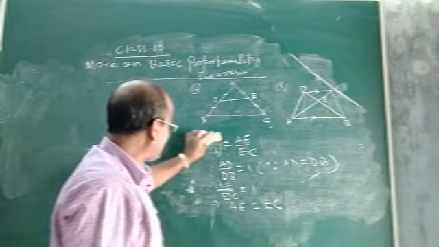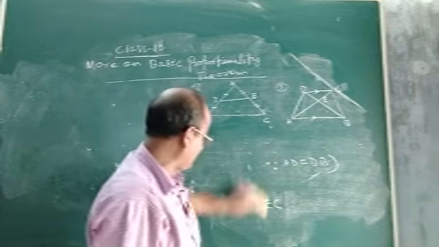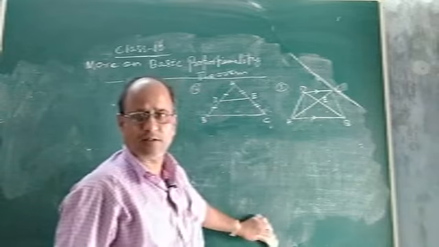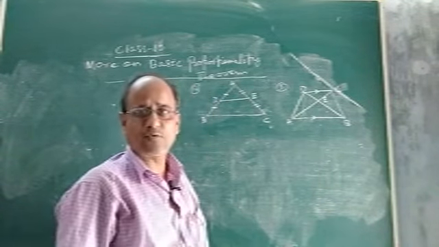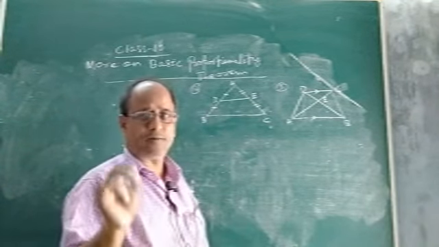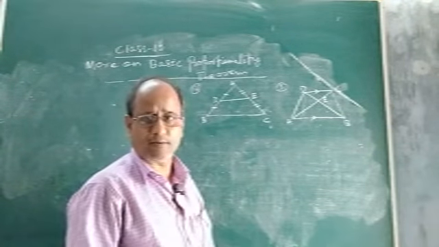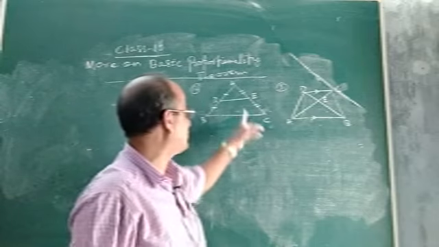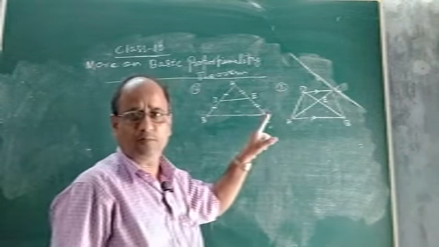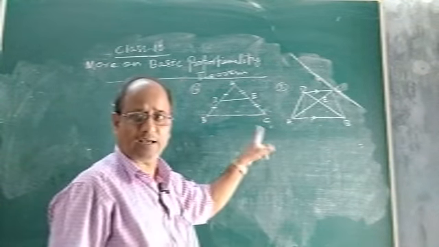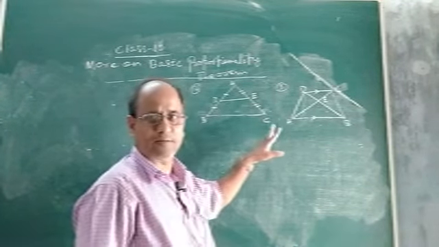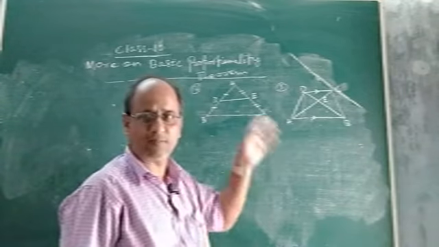See, children, in class 9 there was a theorem known as the midpoint theorem. I remember it was there in the class 9 quadrilateral chapter, and I am sure you must have remembered that. What is the midpoint theorem? The line joining the midpoints of two sides of a triangle is parallel to the third side and half of it. This was the concept of the midpoint theorem in class 9.